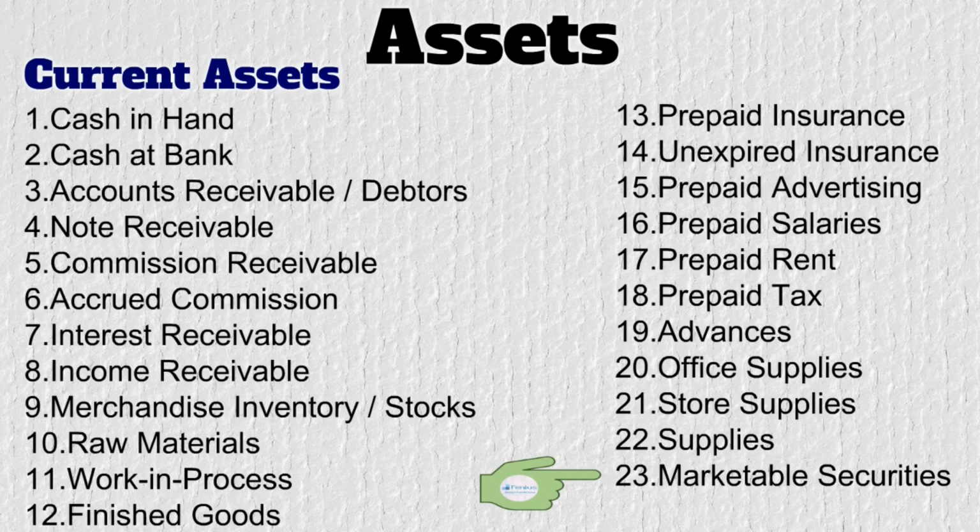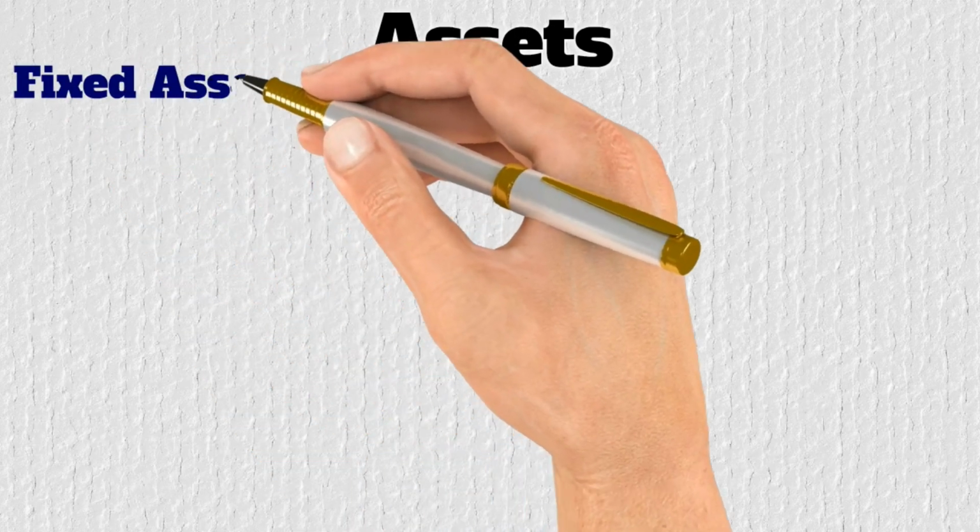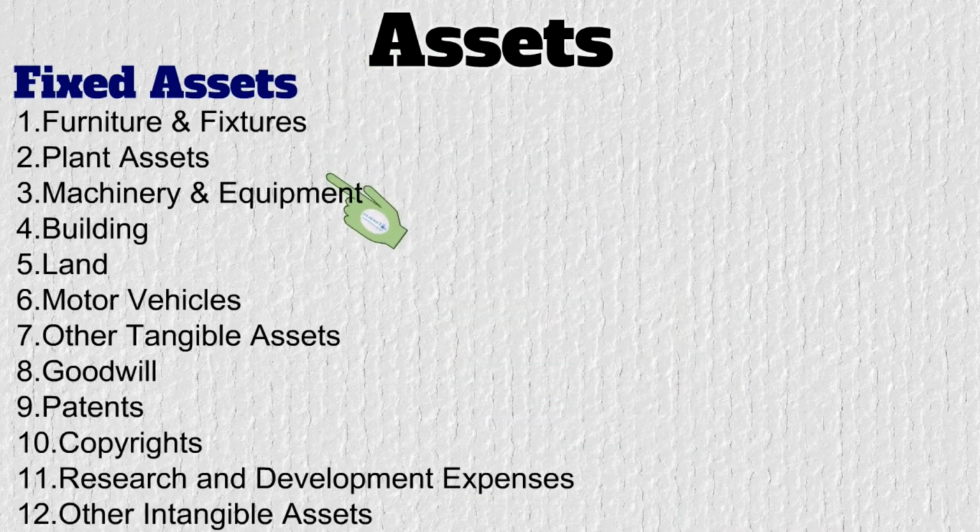Now let's move to the fixed assets or non-current assets. In fixed assets or non-current assets, the first account is furniture and fixture. For example, if your organization has bought a chair, table or any other fixture, we will record all furniture and fixtures in the furniture and fixtures account. The next account is plant asset. Plant asset means where you record your plant or factories. Machinery and equipment is an account in which we record all our machineries and equipments. Building and land are self-explanatory. Motor vehicles means where we record automobiles of the organization. Other tangible assets means those assets that we can feel or touch that do not fall under the categories that we have discussed above.